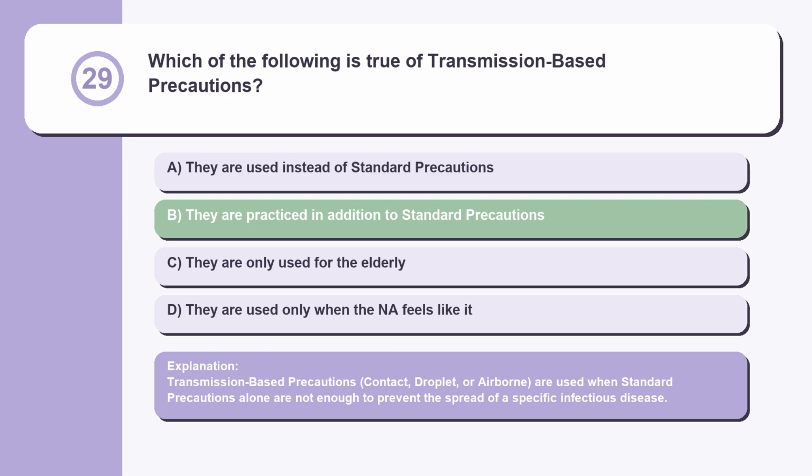Transmission-based precautions, contact, droplet, or airborne, are used when standard precautions alone are not enough to prevent the spread of a specific infectious disease.